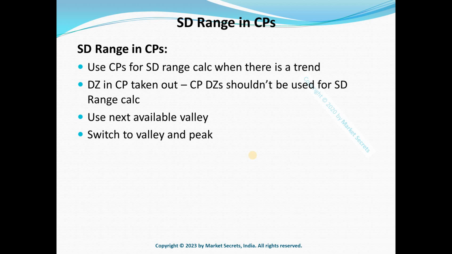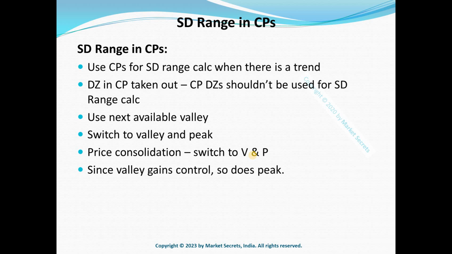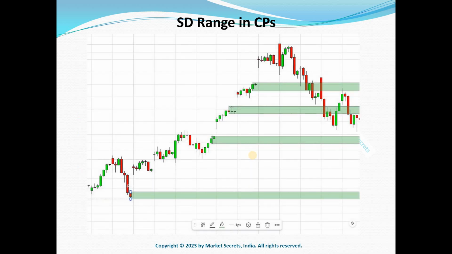calculation as well. So when price starts consolidating by taking out an imbalance, we must use valleys and peaks, that is extremes, in order to calculate the SD range for that time frame in particular. So once the valley demand zone at extreme gains control, we must use the previous supply as the extreme of the SD range. So that is how you need to use the SD range in the CPs.